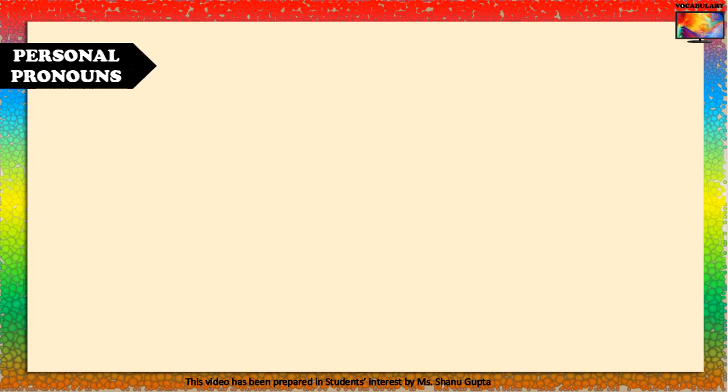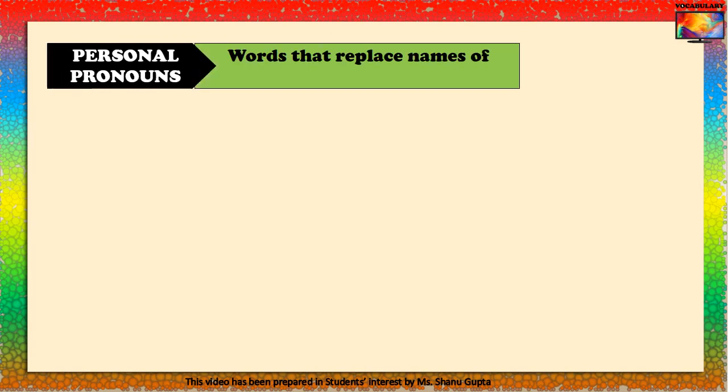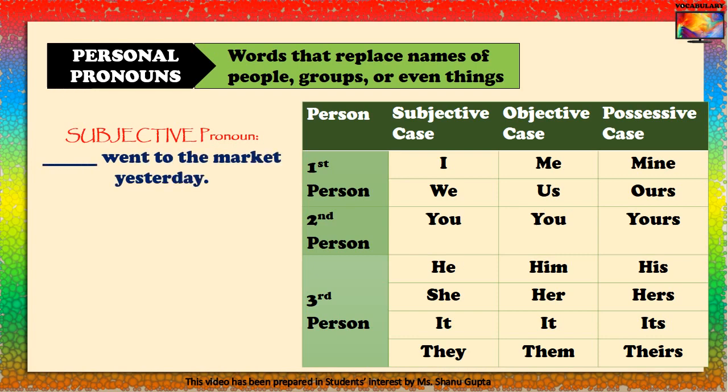And talking about case of a personal pronoun, a pronoun is in subjective case if it functions as the subject of the sentence, as happens in the following case. Dash went to the market yesterday. Typical pronouns you would use here are I, we, you, he, she, they went to the market yesterday, and so on. These pronouns are said to be in subjective case.